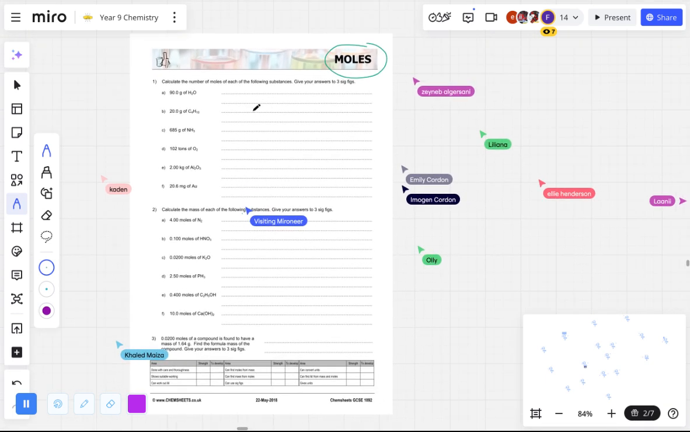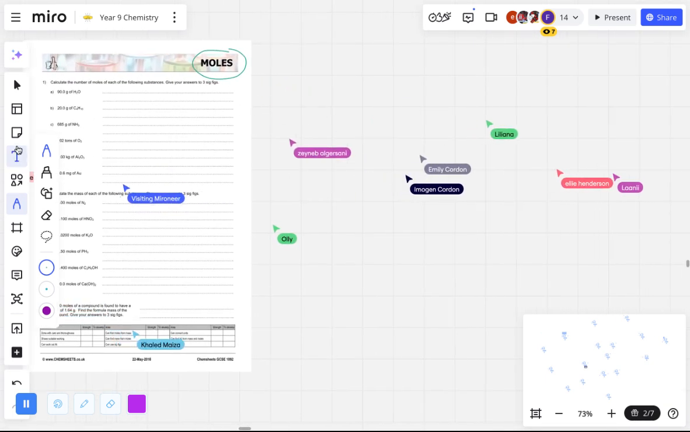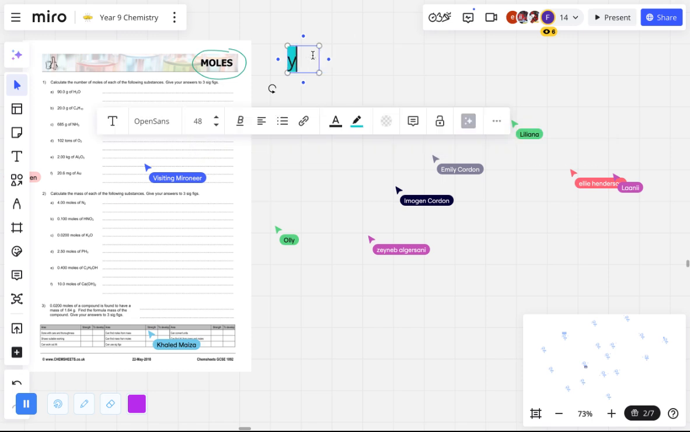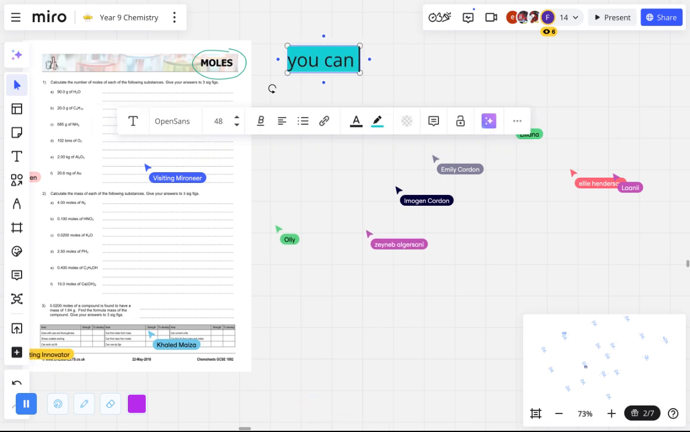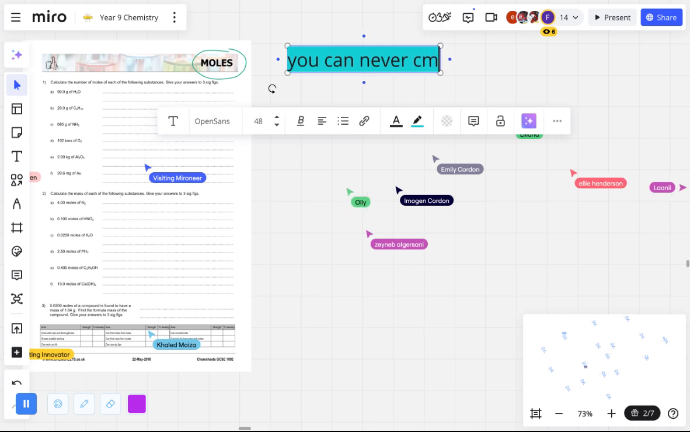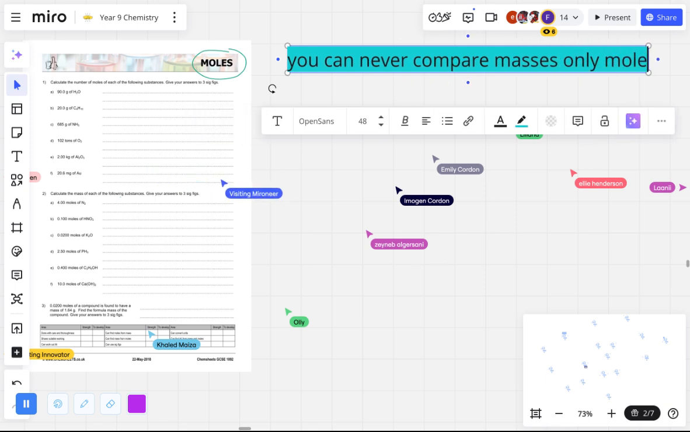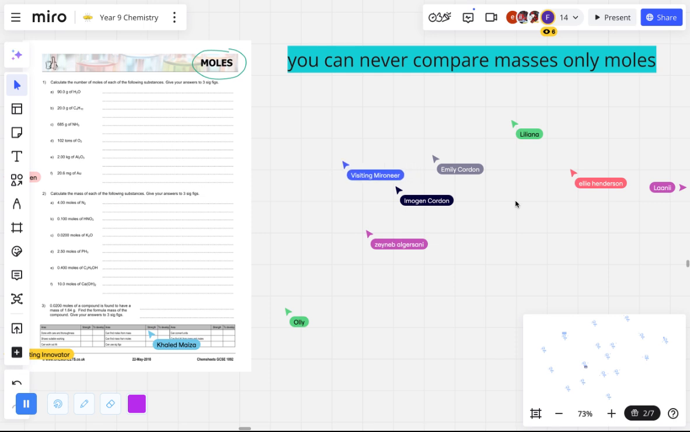All right, so now moles are amazing. And there is something I write on the top of every year 9, 10, 11, 12. Not year 13, they know it by then. They're probably sick of me saying it. In chemistry, you can never compare masses, only moles. I say that because sometimes you might get away with it, but honestly, those are very easy, rare questions. I'm talking about real chemistry that you guys are going to be doing. You can never compare masses, only moles.